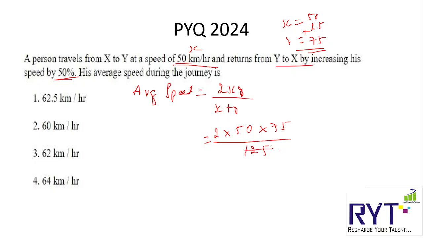Can I say 25 5s are 125, 25 3s are 75. Again, can I say 5 1s are 5, 5 10s are 50. Okay, so when we cancel this, this becomes what? 2 into 10, 20, into 3, 60 kilometers per hour. So 60 kilometer per hour is the right answer. Option 2, 60 kilometer per hour is the right answer.